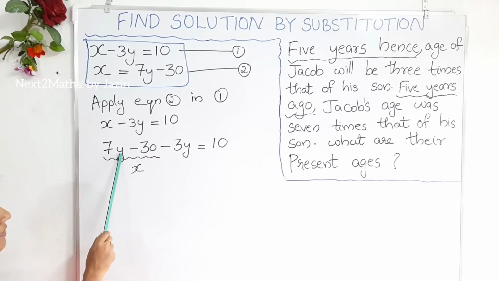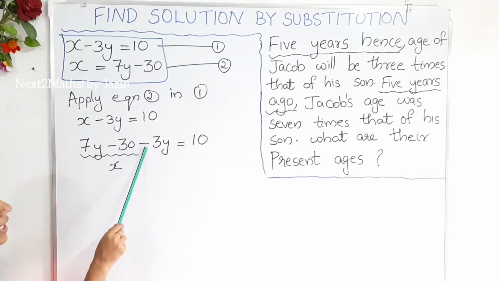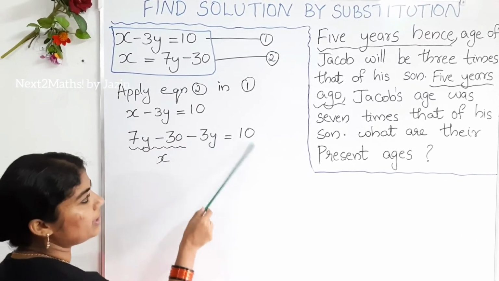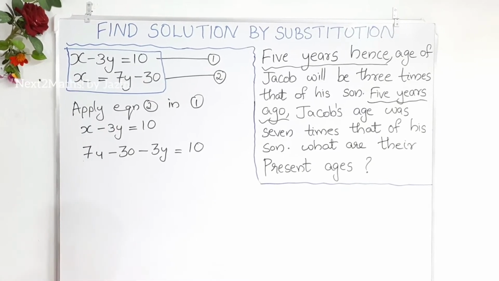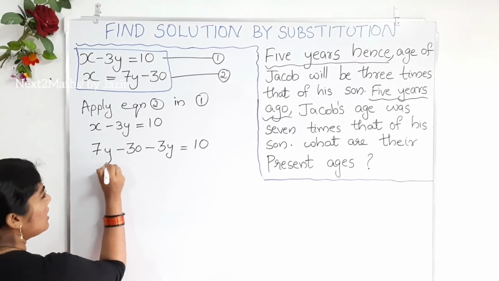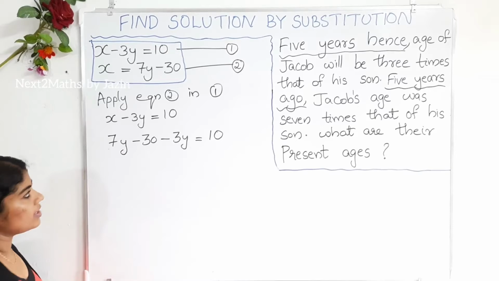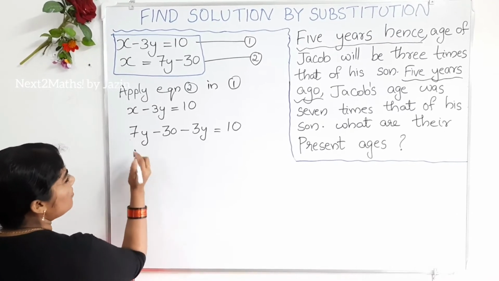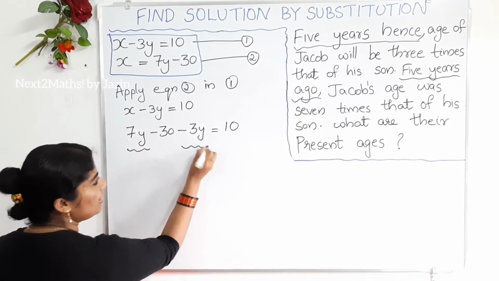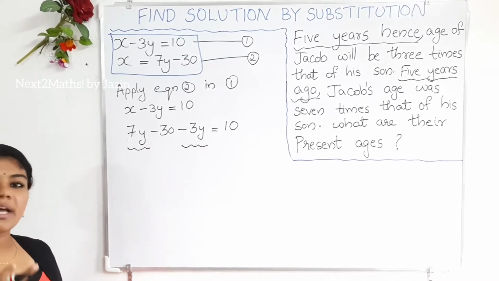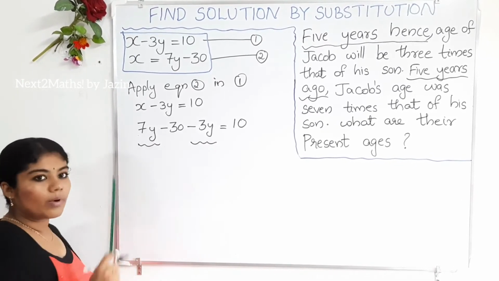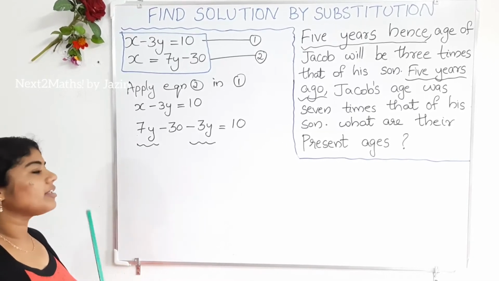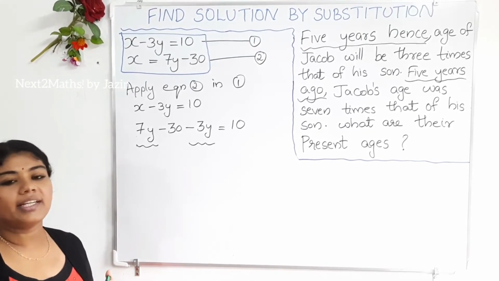That we written here, 7y minus 30 minus this 3y equal to 10. So you should remember 7y minus 30 is in the place of x. The next step is 7y is here, minus 3y is also written. 7 minus 3, both have the variable y, same variable. Then you can directly subtract the numbers.